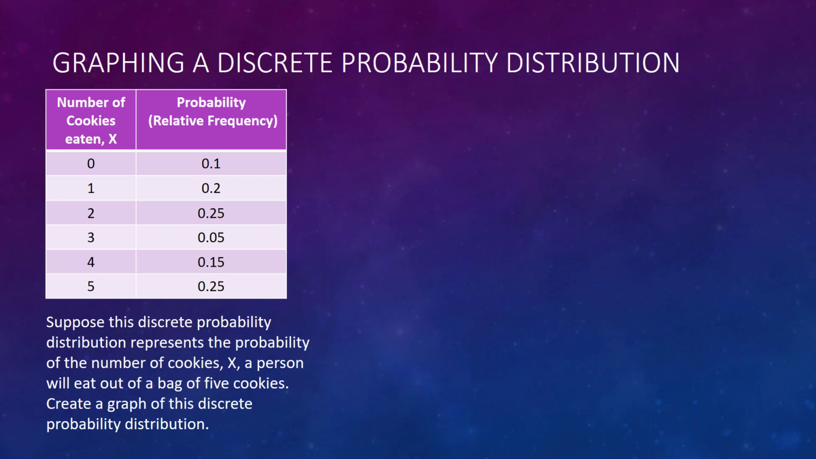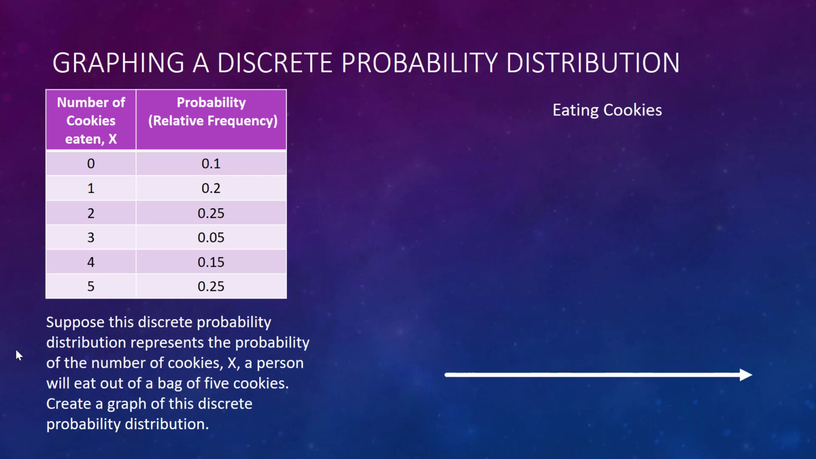Graphing a discrete probability distribution. Suppose the discrete probability distribution shown here represents the probability of the number of cookies X a person will eat out of a bag of 5 cookies. Create a graph of this discrete probability distribution. The first thing we need is a title. Well, what is this problem about? It's about the number of cookies that a person eats, so we'll call the graph eating cookies.